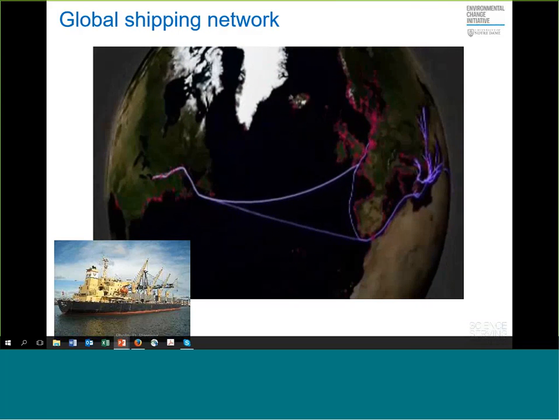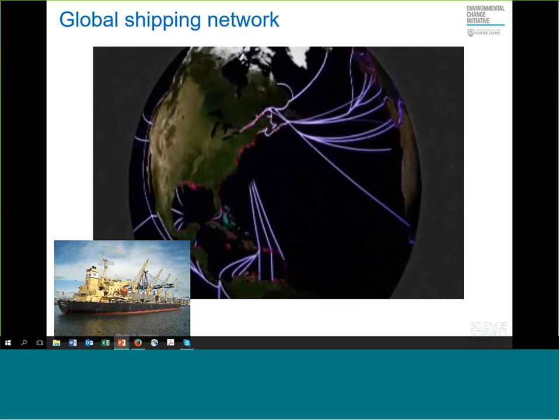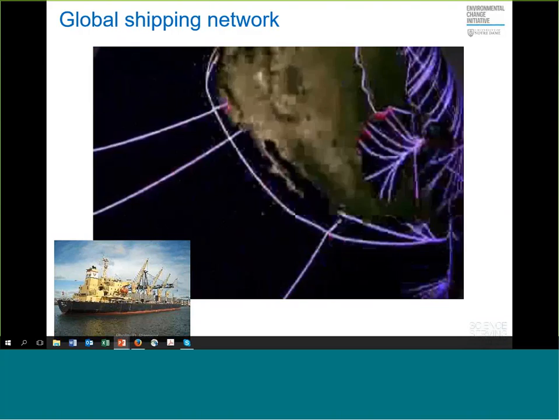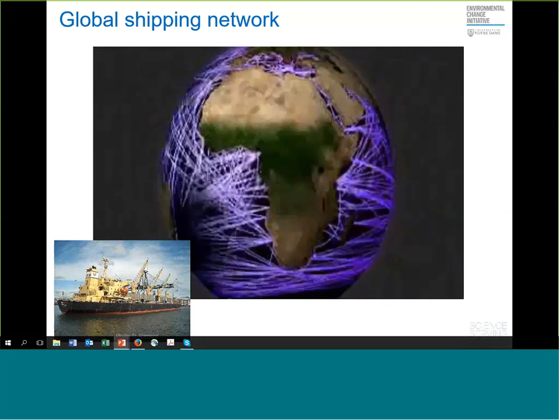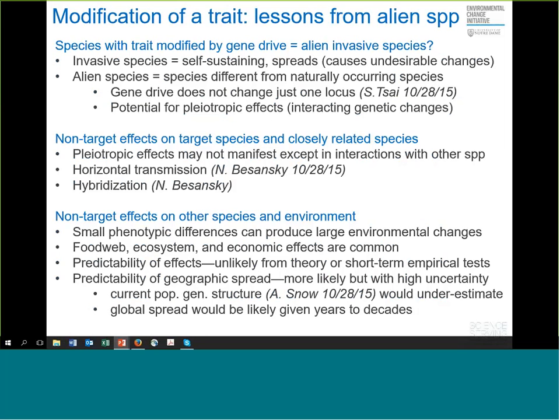Here's one year's worth of global ship traffic. And if you watch one year's worth of traffic, you will see that the Great Lakes or any other set of ports on the planet, or even any individual port, is connected to every other port on the planet with no more than 5 ship voyages. So both the planes and the ships emphasize the rapid potential rate of global dispersal of any organism, organisms that exist now and organisms that might be altered through the application of gene drives.